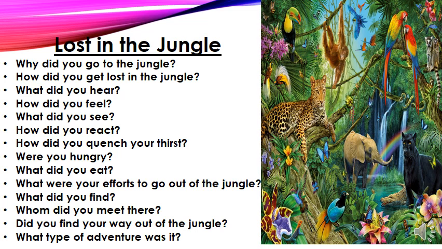So first you will write, why did you go to the jungle? What was the reason for going to the jungle? Did you go with your friends or did you go all alone? So you are going to write why you went to the jungle. How did you get lost in the jungle? So you have to write in detail how you got lost there. What did you hear? Then, using your 5 senses, you are going to describe the setting of the jungle.